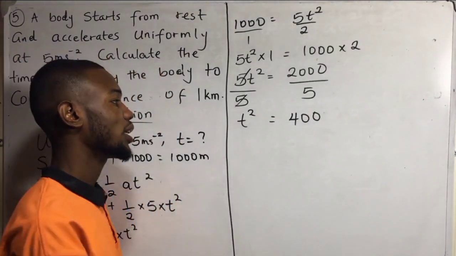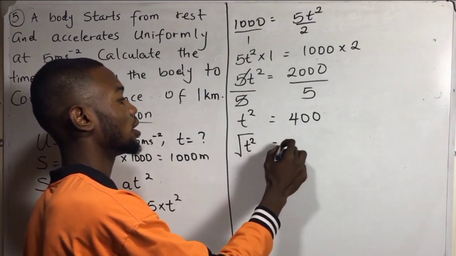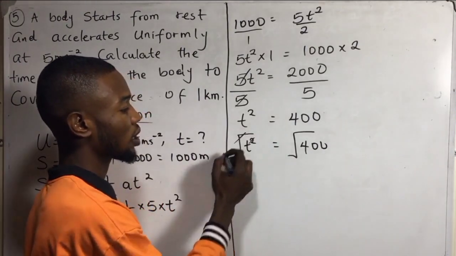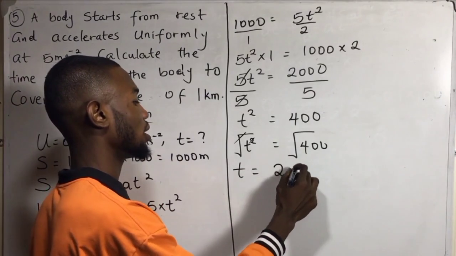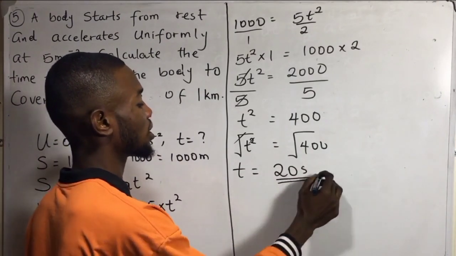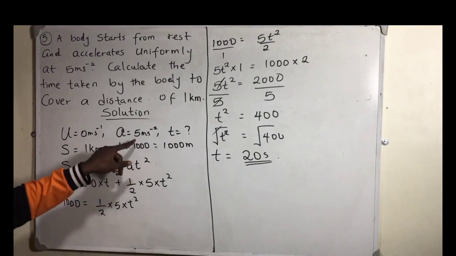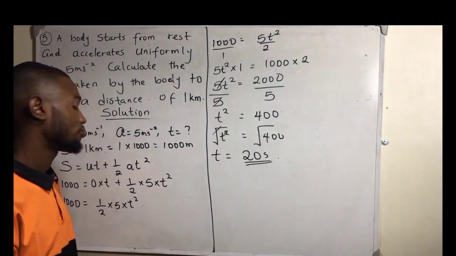All we have to do is take the square root of both sides to cancel out this square. The square cancels out the square root, so we have t. The square root of 400 is just 20 seconds. So the time taken for this body to move from rest and accelerate at the rate of 5 meters per second squared and cover a distance of 1,000 meters, or 1 kilometer, is just 20 seconds.